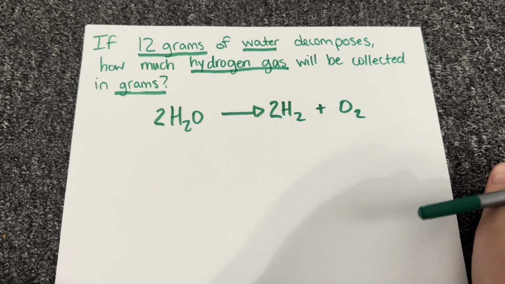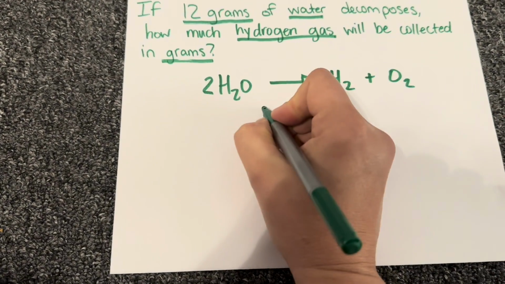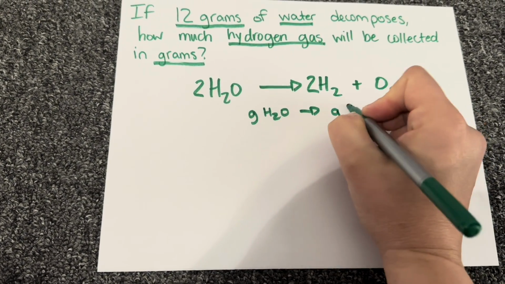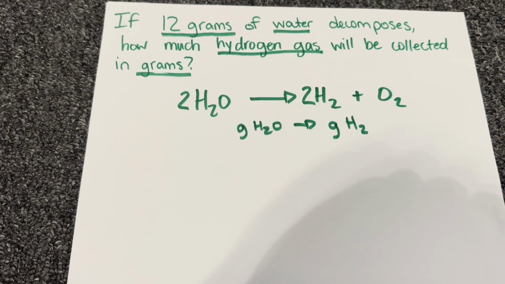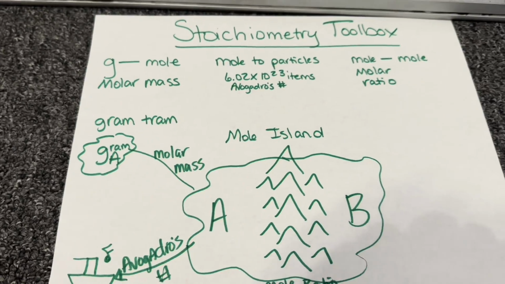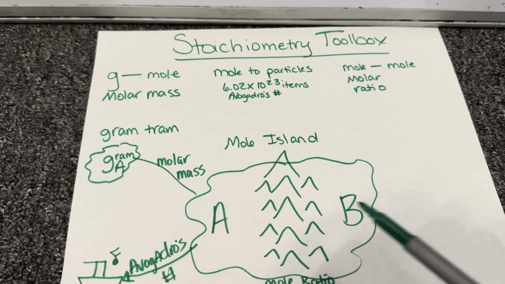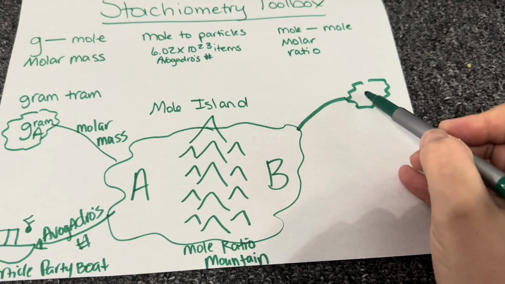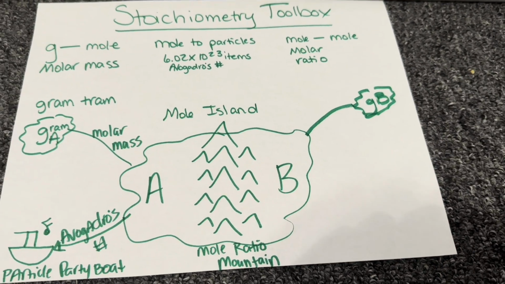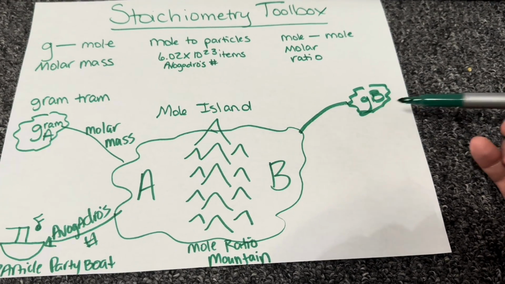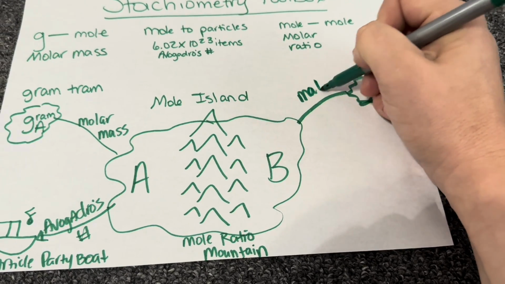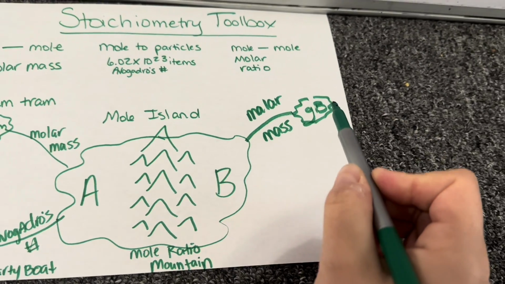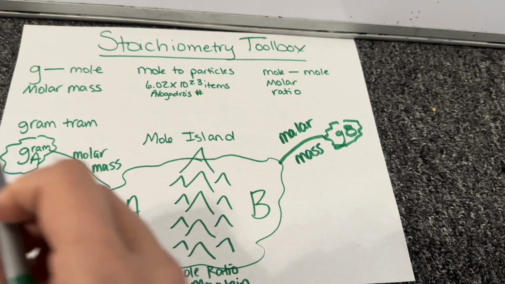And where are we going to go with this? So we know that we are going from grams of water to grams of hydrogen gas. So in my toolkit, I don't have a direct link between grams of this thing and, so let me complete my little thing over here, grams of B. I don't have anything that follows right here. I know I can use my molar mass. So I don't have a direct link between gram A and gram B, right? I've got to go through my mole island, and there are several steps.